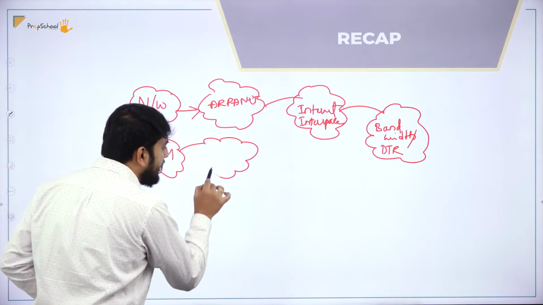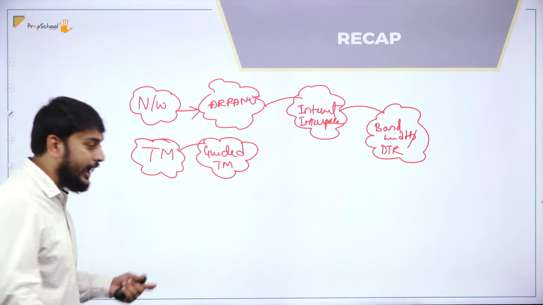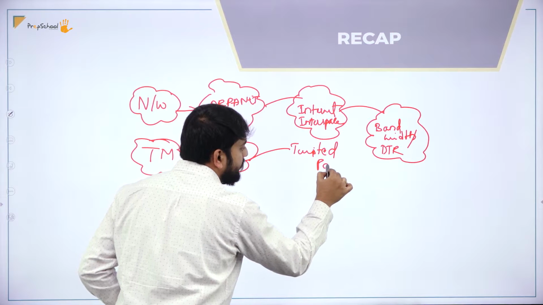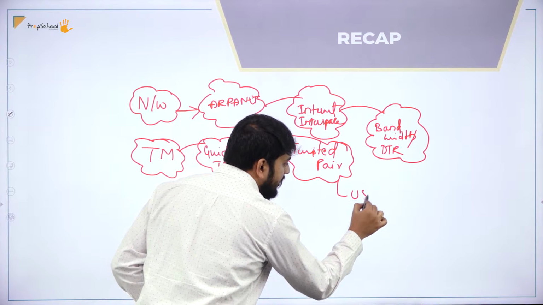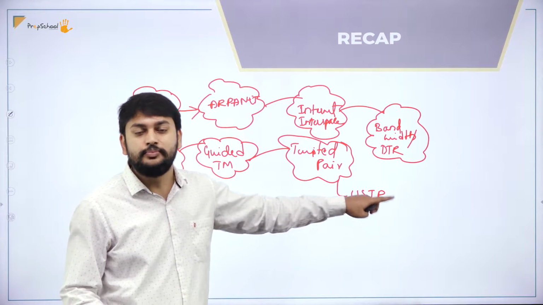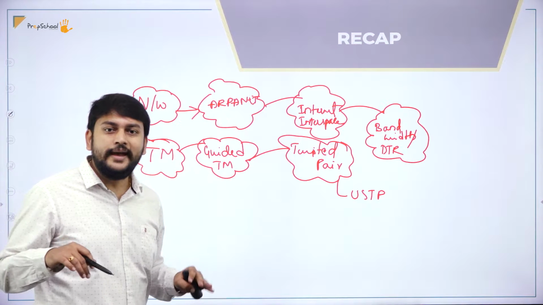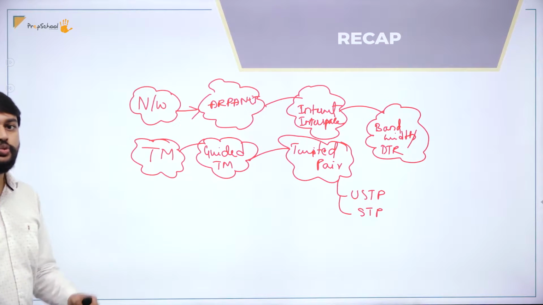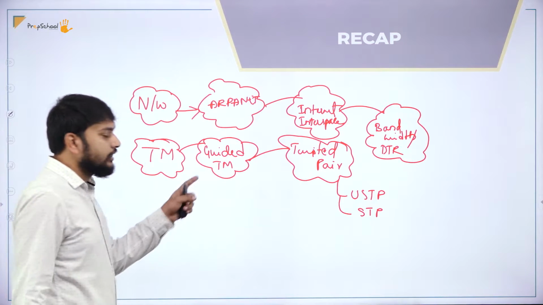Under guided transmission media, we have something called twisted pair, which is what you need to remember. In twisted pair, we have unshielded twisted pair. We will not write it as USTP, we just call it UTP, unshielded twisted pair. Here I wanted to give you the recap, that's why I've written it like this. And we also have shielded twisted pair and unshielded twisted pair. So that is the first category of guided transmission media.